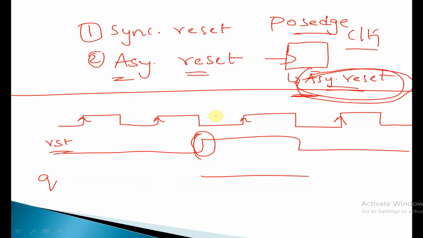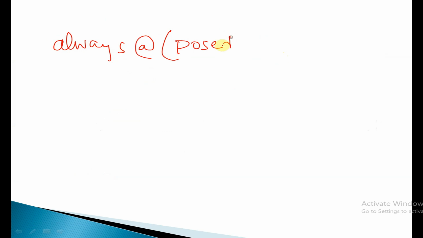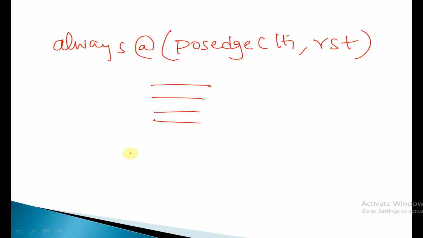Now how can you model this using an always block? This is my next question. What are you going to write after always @? This is a very important point, how to model asynchronous reset circuits. We can use an always block which works on the positive edge of the clock, so you simply write posedge clock, comma, reset. You can write any code inside this. This is the code syntax for an asynchronous reset.